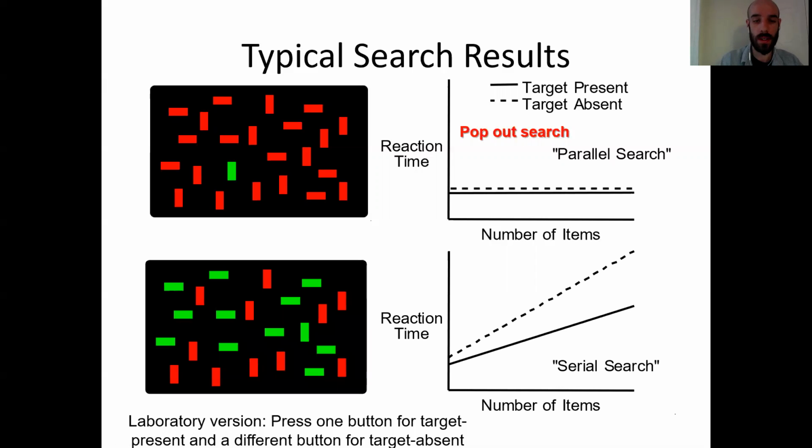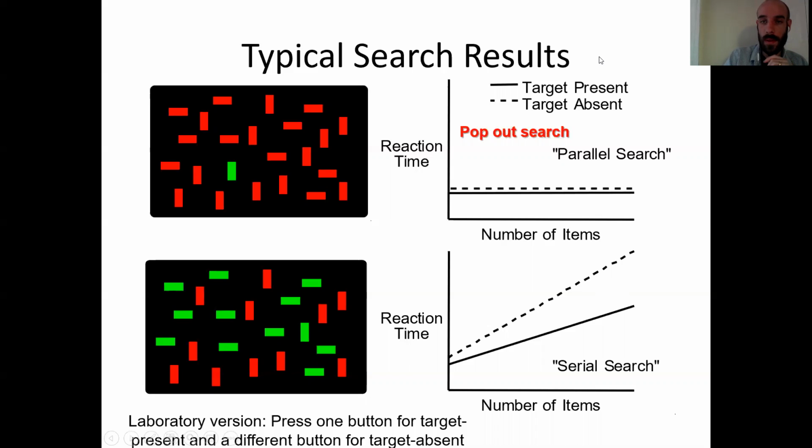Whereas in the conjunction search, as I increase the number of items on the screen, I get slower and slower. It gets harder and harder to find that target as I add more green horizontal and red vertical and horizontal bars to the screen. So it's kind of like Where's Waldo? You know, the first example I gave was smaller, there's not that much going on, but in the bigger one, it takes you forever to find him, right? So as I add more and more stuff to the image, more and more distractors, it takes me longer and longer to find Waldo. It takes me longer and longer to find the target that I've been given.